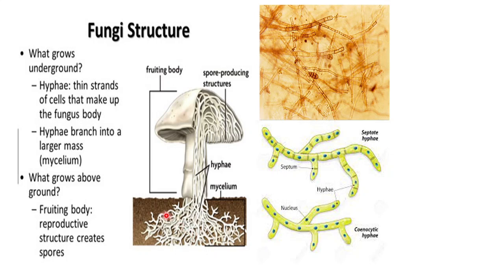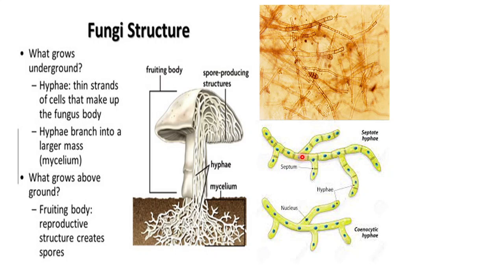What are they made up of? Their body is made up of hyphae. We have to remember this term, hyphae or hypha. Hyphae is plural, hypha is singular. The body is made up of hypha. What are hypha? These are thin strands. As you can see here, this is a microscopic view of it. These are the thin strands, or even here, this is a diagrammatic view. This way, long thread-like structures extend, and they make up the main body of the fungus.